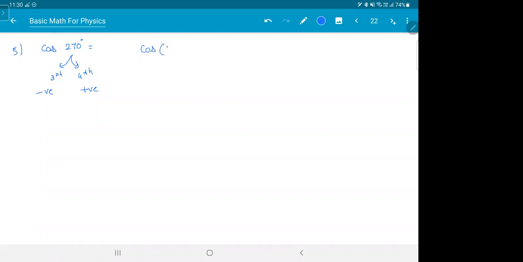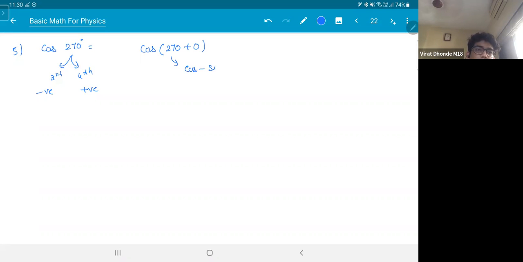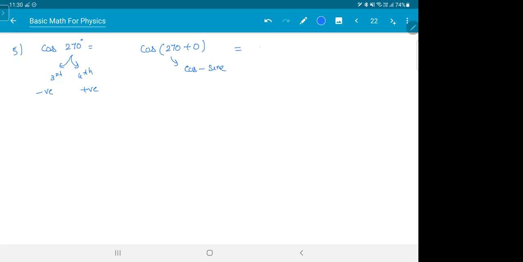What is cos 270? You can write 270 plus 0. Cos becomes sine. So this can be plus or minus sine 0, na? 0. Here you got it. It doesn't matter plus or minus because it is a 0. Make sense, everyone?